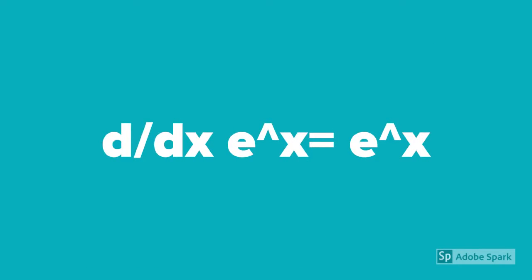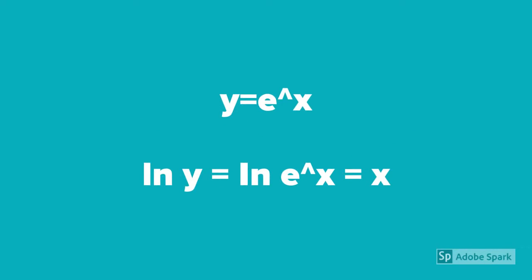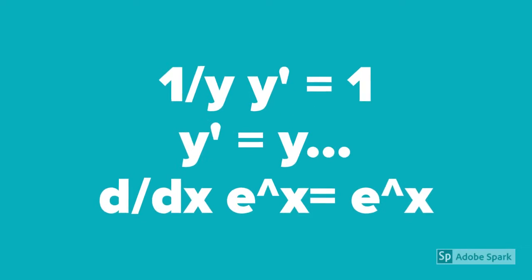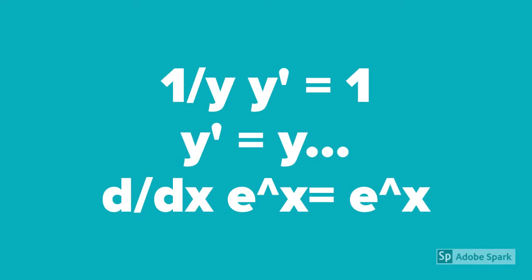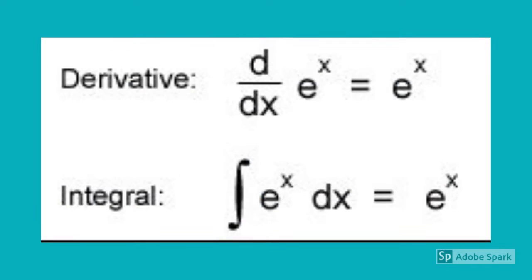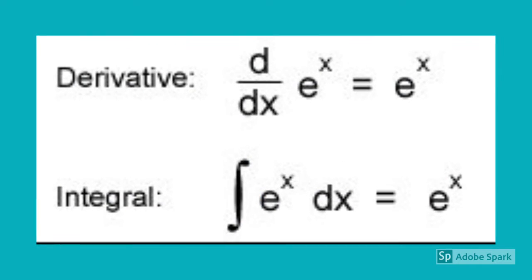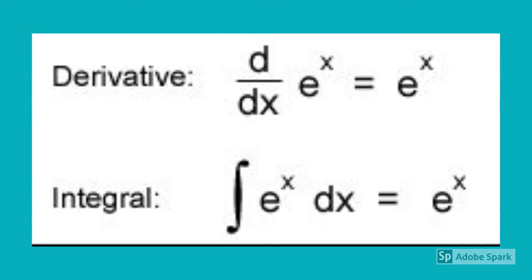d over dx of e to the x equals e to the x. This can be proven. Since y equals e to the x is the inverse of y equals natural log x, we can obtain its derivative. Therefore, taking the derivative of both sides with respect to x and applying the chain rule to natural log y, 1 over y prime equals 1, and y prime equals y, which is d over dx of e to the x equals e to the x. In calculus, the function e to the x is its own derivative and integral.